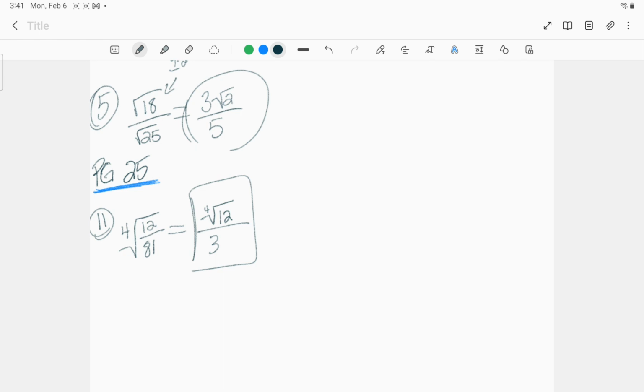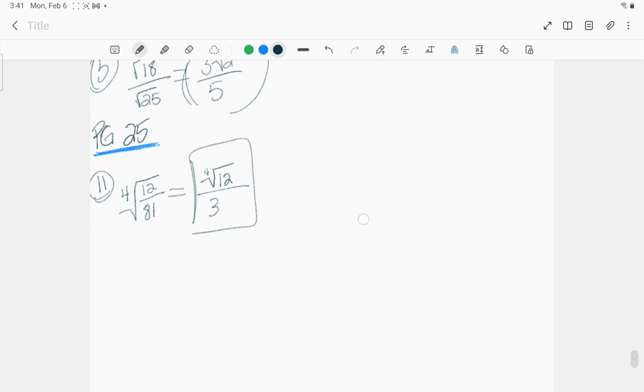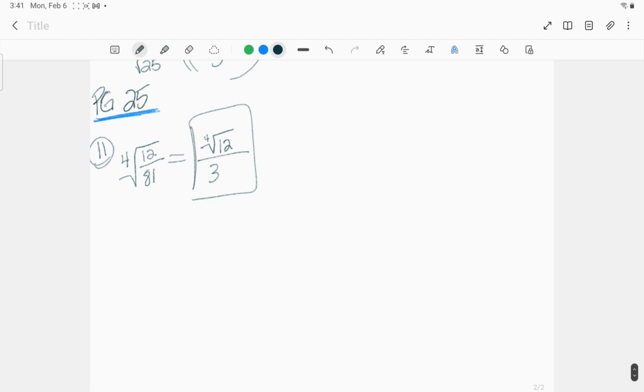Okay, so now let's start combining our radicals. So number 14 is very basic. Your radicals are already the same. Everything is the same. Your radical is the same. Your index is the same. Okay. You might have a little bit of trouble with number 17, but remember, all you have to do is find your common denominator before you start adding and subtracting.